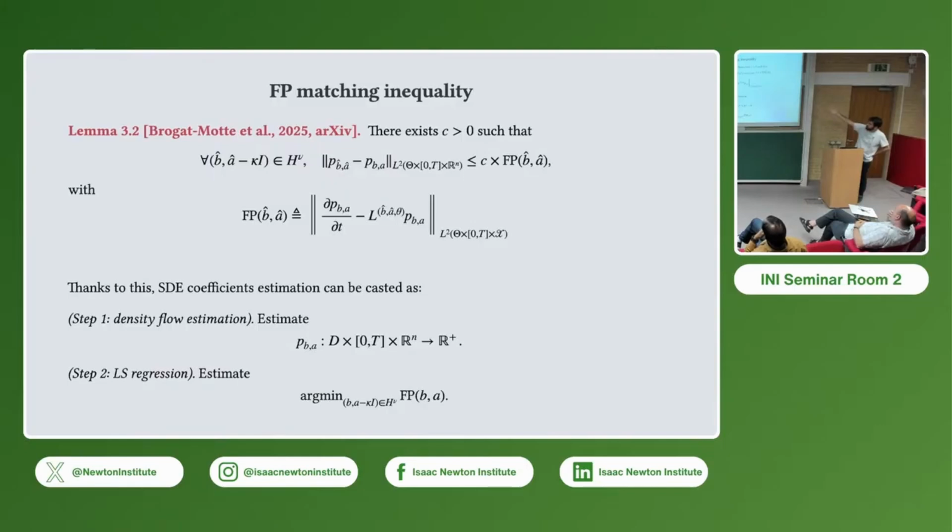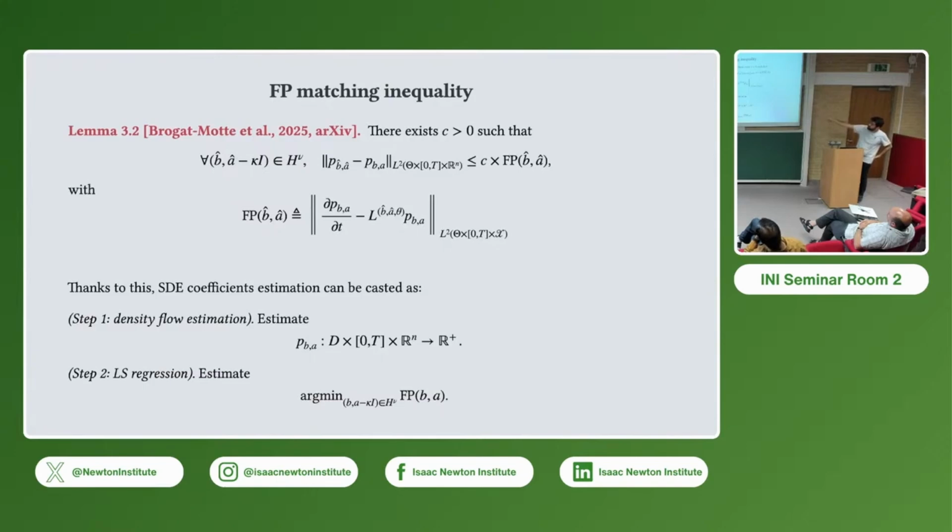It's clear when you look at the expression of what I call FP. When you take B hat, A hat equal to B, A, it's equal to 0 because of the Fokker-Planck equation I mentioned before. So the idea is you have P, which is the true one, and you know that it should verify this equation for the true coefficient. So you try to find coefficients that make this equation true, and it's justified because of this inequality.